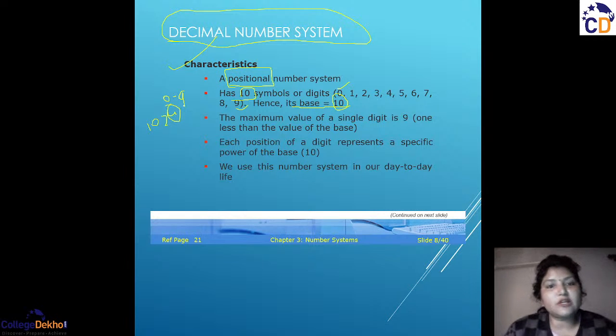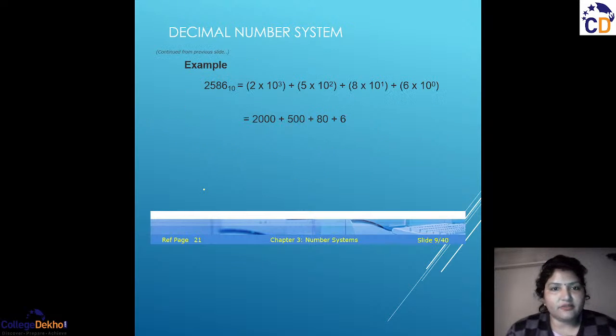This is a very important point, because we will be checking how to use it in a numerical. We use this number system in our day-to-day life. So let us take a number and convert it to the base form. First of all, you have the number. You take the first digit, 2. The position of this digit is 0, then 1, 2 and 3.